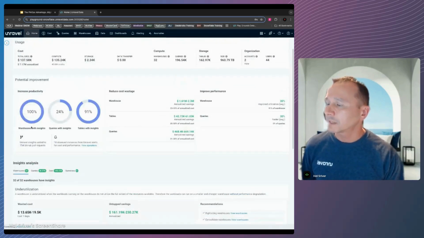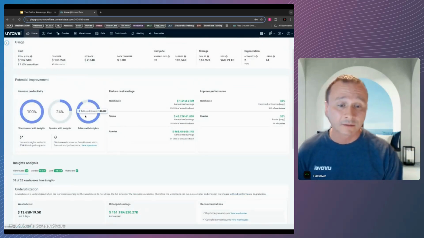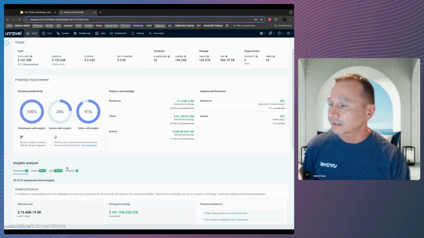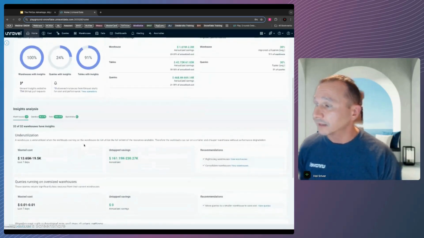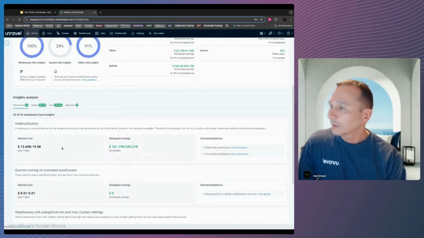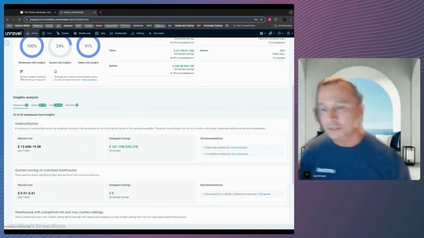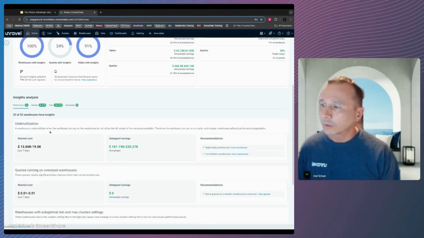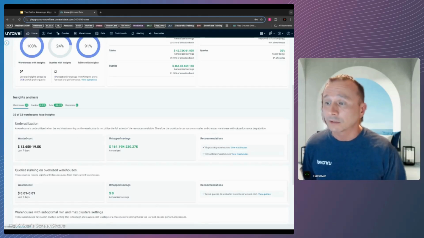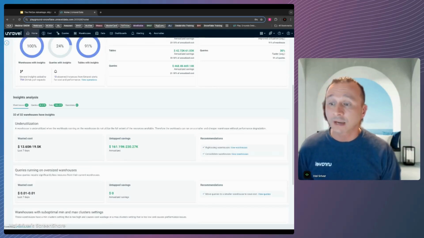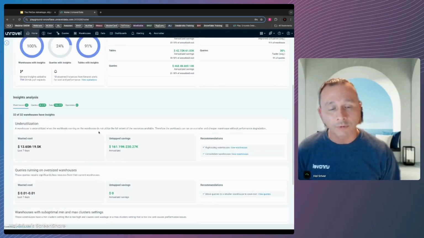So what do I see here? 100% of my warehouses, remember, we're monitoring 32 warehouses, have some sort of insights that, when we come down here to the analysis, are across several categories, right? So underutilization. There's some wasted cost associated with the fact that the warehouses are not appropriately sized, or maybe they're not consolidated appropriately. A warehouse is underutilized when the workload running on it doesn't utilize the full extent of the resources available. We're leaving dollars on the table, right? So therefore, those workloads can run on a smaller, cheaper warehouse without performance degradation.